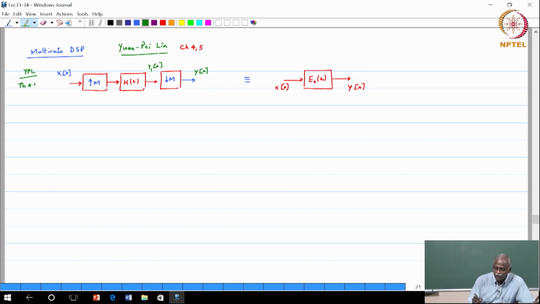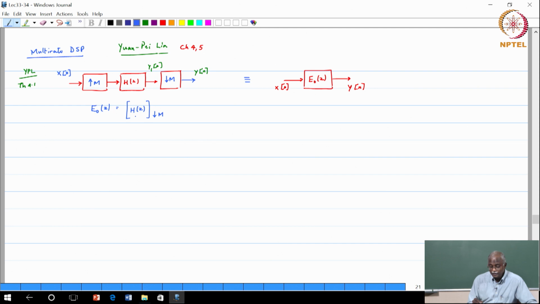The book also uses the following notation, so that when you read the book there will be no confusion. Again, it is helpful for us. E naught of z, the zeroth polyphase component, is represented in this fashion: h of z downsampled by a factor of m.